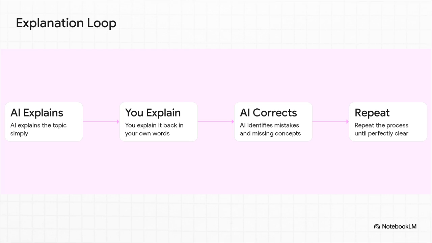Because of this iterative loop, the AI will literally not let you move on until your reasoning is completely flawless. It explains, you explain, it corrects, and you repeat. It's an automated, relentless feedback cycle that is designed to ruthlessly hunt down your weak points.